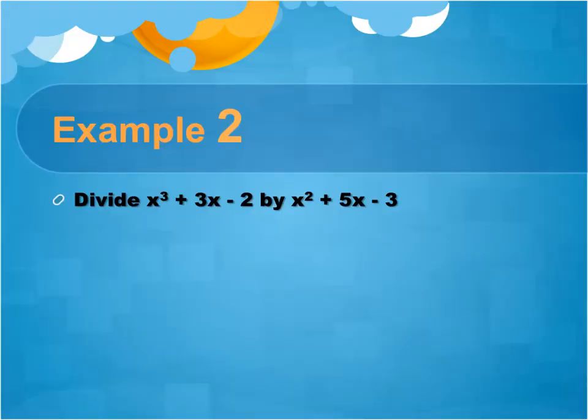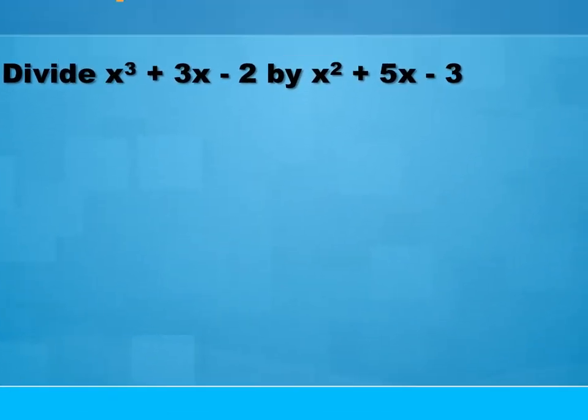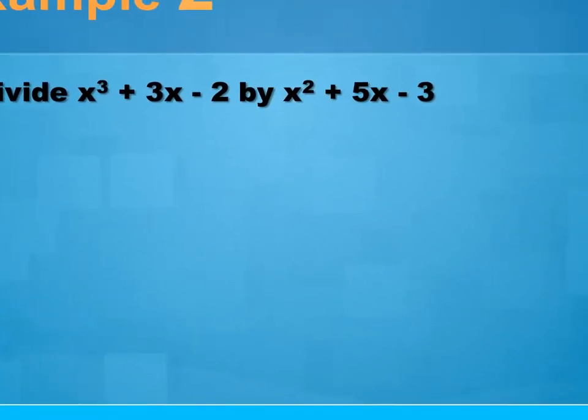We're going to do it again. This time, look at first my dividend, right? I have x to the third plus 3x minus 2. Are they in order? Yes. Are they missing terms? Also yes. We're missing the x squared. So I am going to add in a 0x squared.